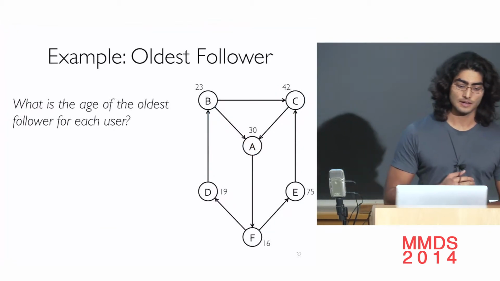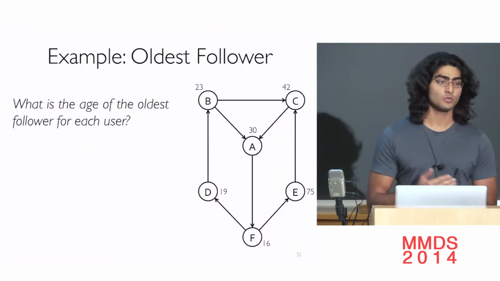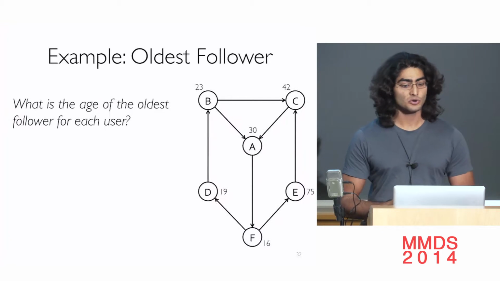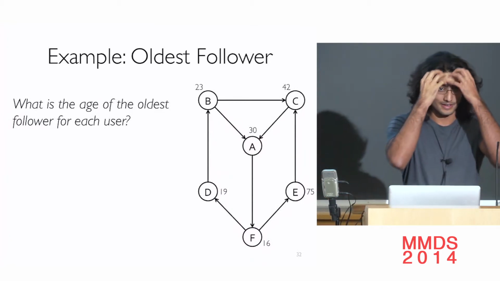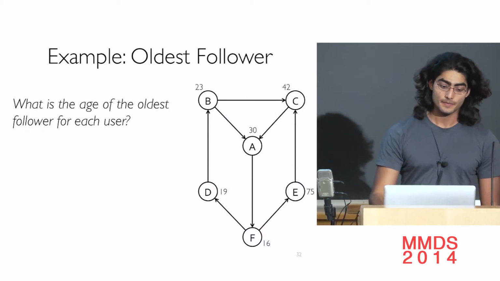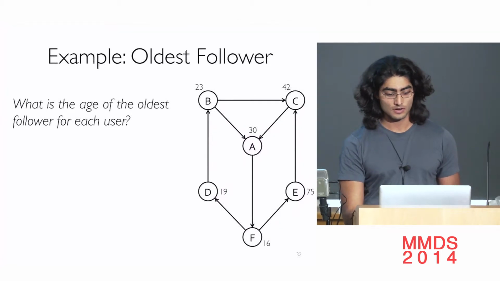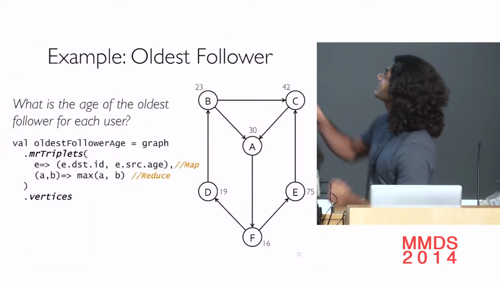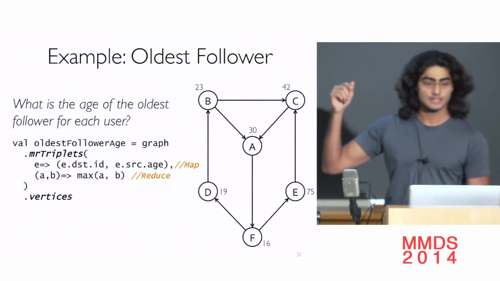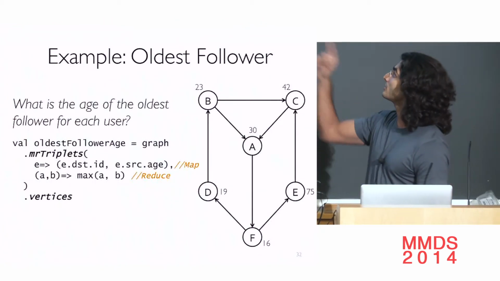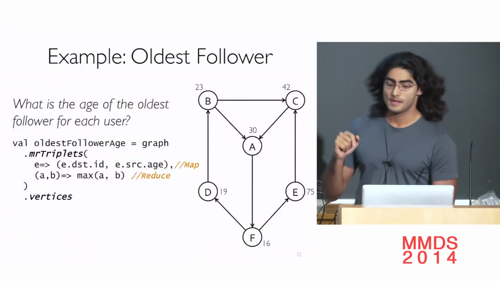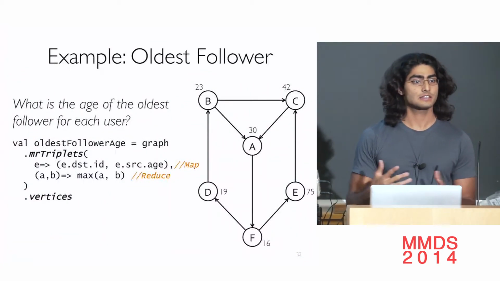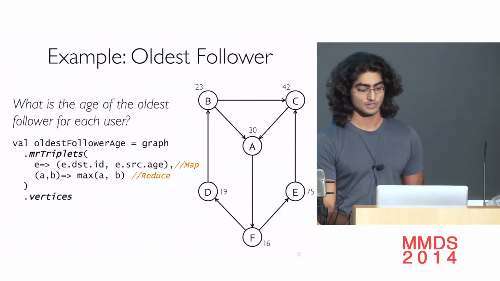Okay, so for example, we might try to find the age of the oldest follower for each user in a Twitter-like social network. Here's the code to do that. We would take the age for each follower, that's the e.source.age, and send it to the user being followed, which is the destination. And then we would take the maximum such age for each user, and this gives us the result.